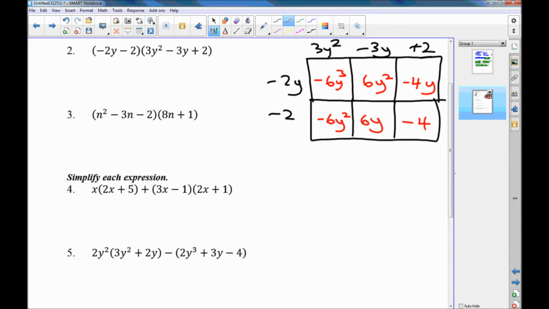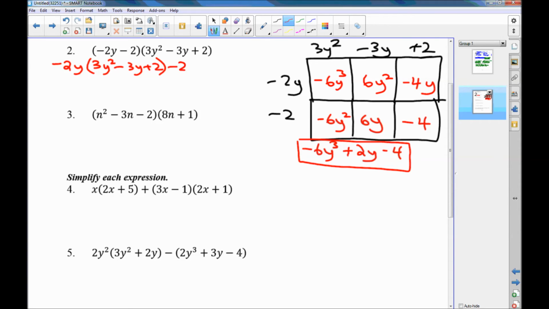Then we would collect our like terms, and we're going to get negative 6y cubed. We could put our y squared together, but they cancel out. We'll put our y's together. They'll make positive 2y, and then we have negative 4. So there's our final answer using the box method. Now the book way with algebraic, the distributive property. We're going to distribute negative 2y to the whole second polynomial.